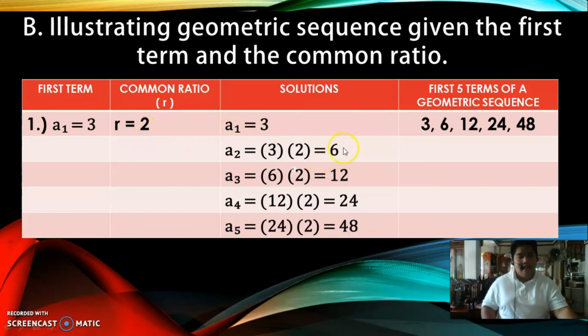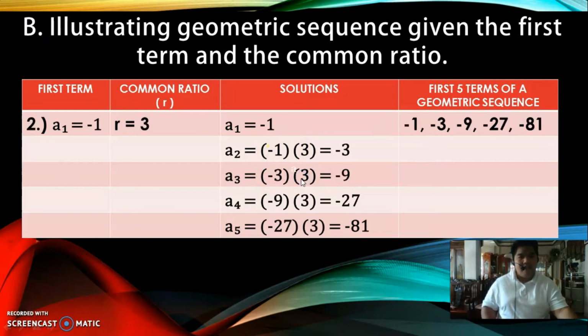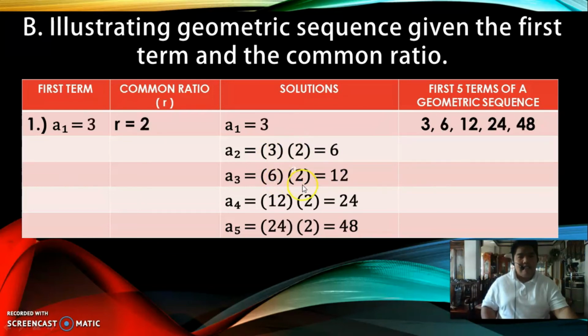Now, the answer 6 here is multiplied again by the common ratio, which is 2. Therefore, 6 times 2 is actually 12. 12 again for the fourth term: 12 times 2, that is 24. So 24 times 2 is 48, and that is your fifth term. Therefore, I can form a geometric sequence which is 3, 6, 12, 24, and 48.